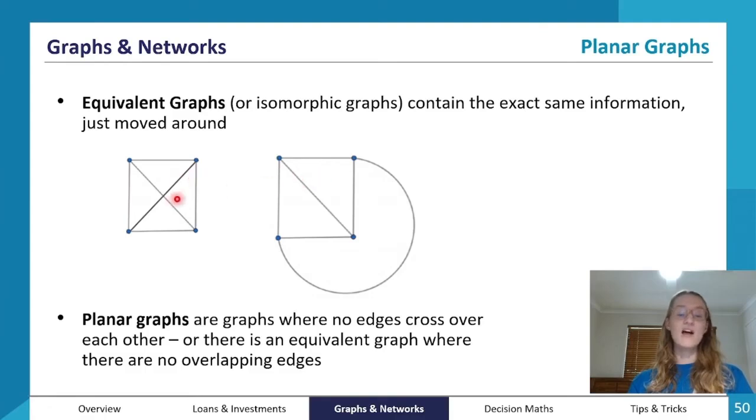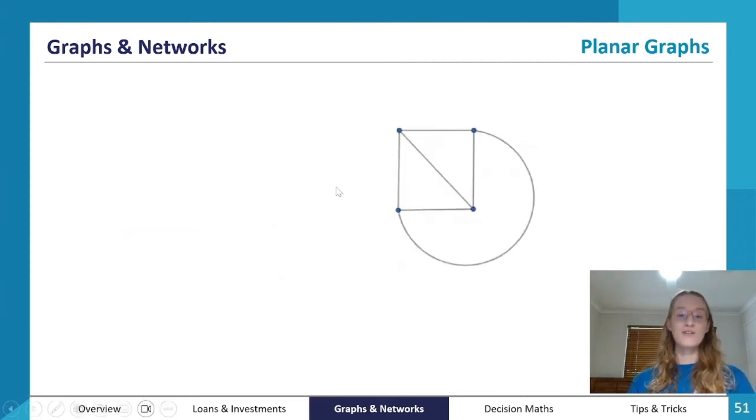But these graphs here are technically both planar because this one has an equivalent form where we can make sure there are no overlapping edges. So what can we notice about this graph? We can see we have 4 vertices.